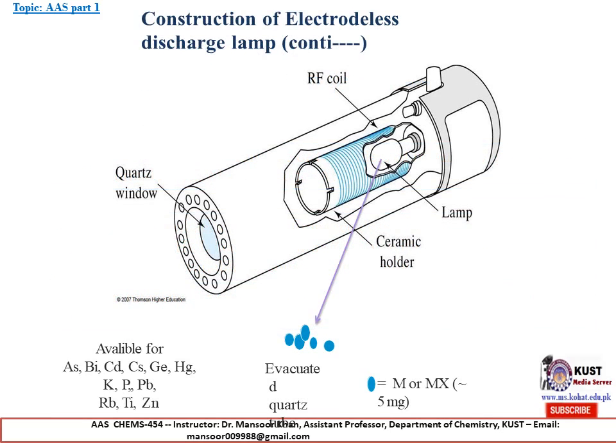This is the diagrammatic representation of the electrodeless discharge lamp which shows its whole construction. The lamp consists of a radio frequency coil which produces a high amount of radiation. It has a quartz window, a ceramic holder, a lamp, and an evacuated quartz tube.